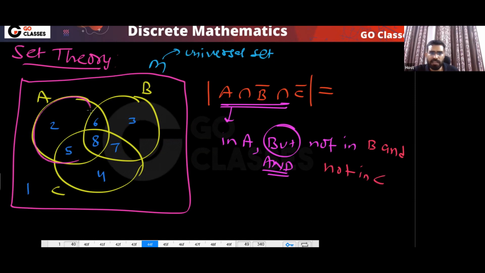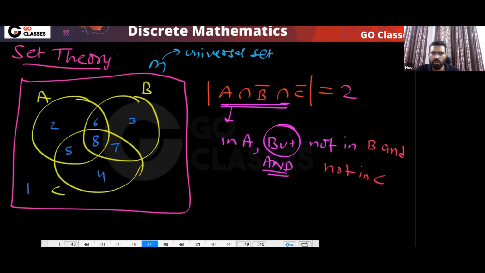So they must be in A, they must be in algebra. From this, you remove those students who are in biology or in chemistry. So that will be only area 2. Those students who are not in biology and not in chemistry, only in algebra. So this is the answer, area number 2.